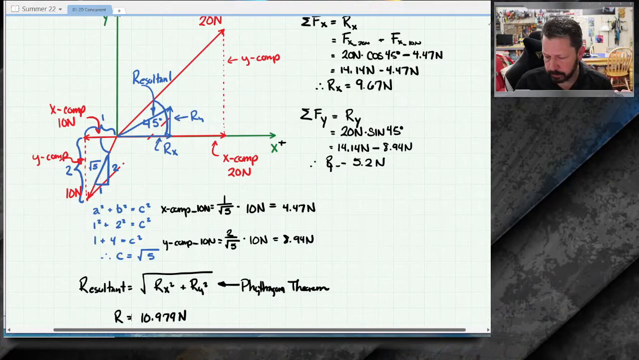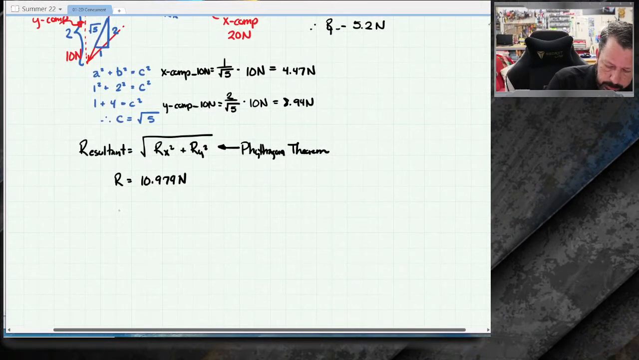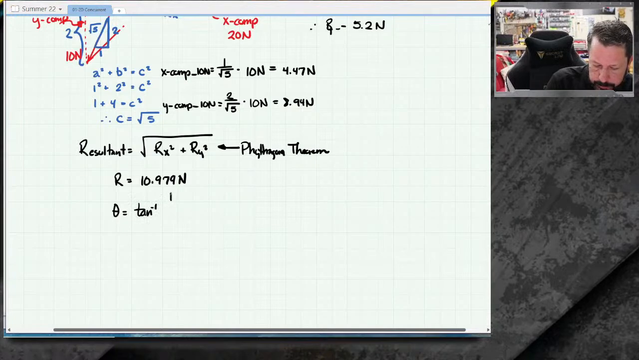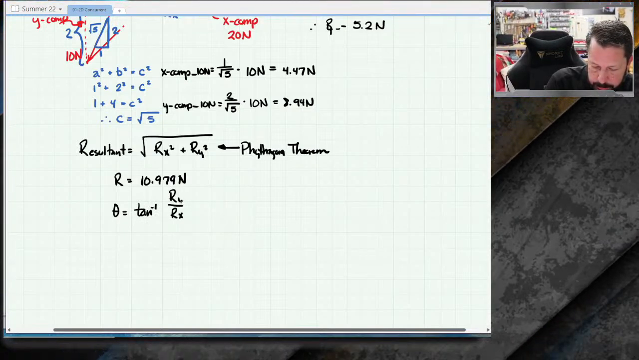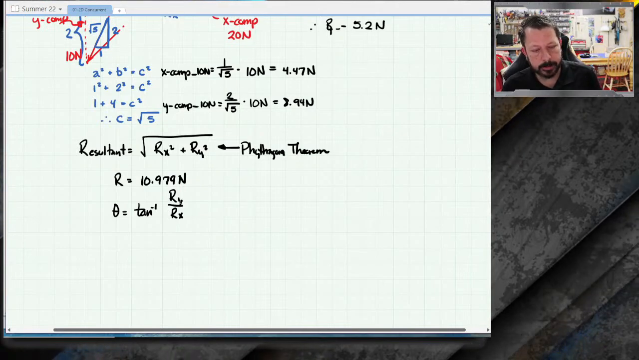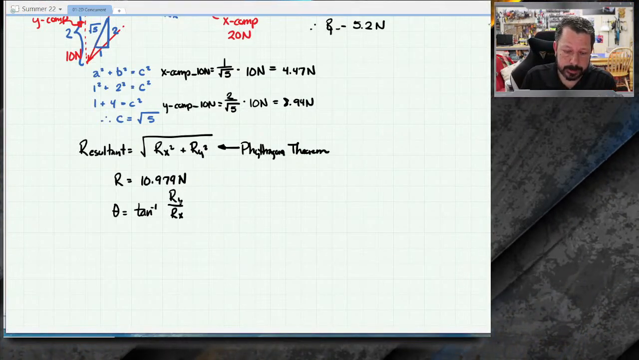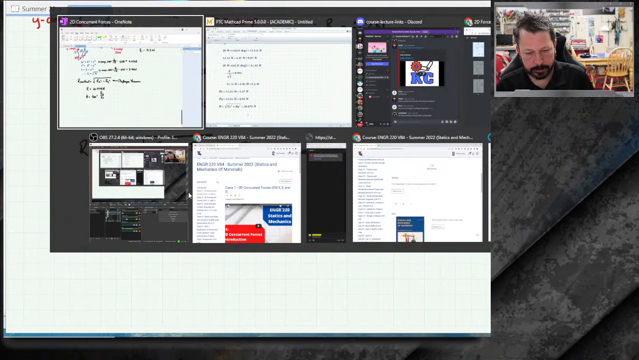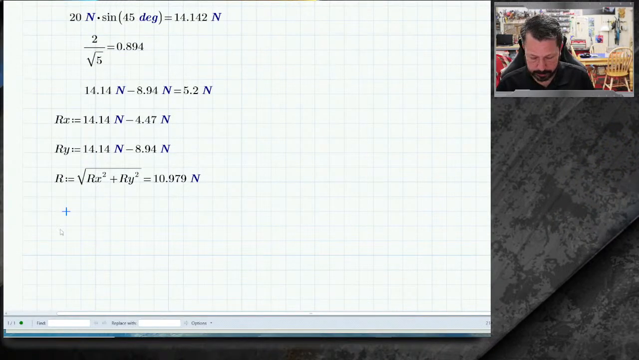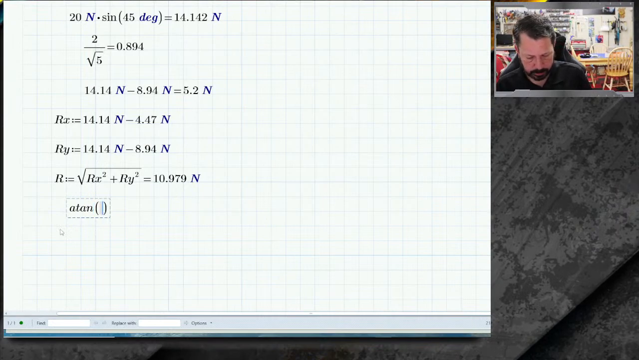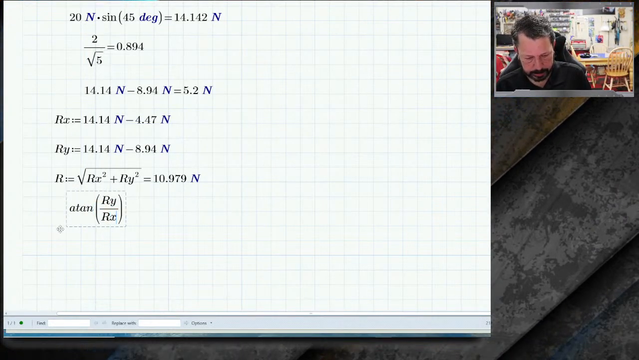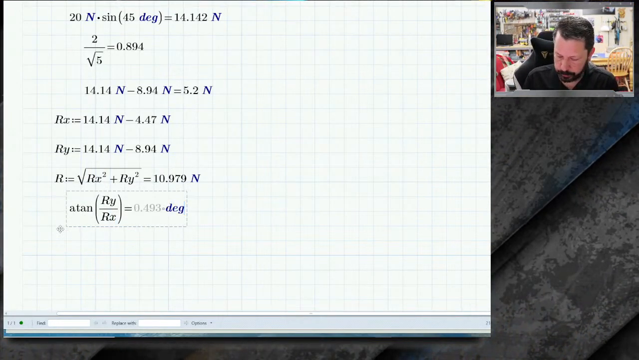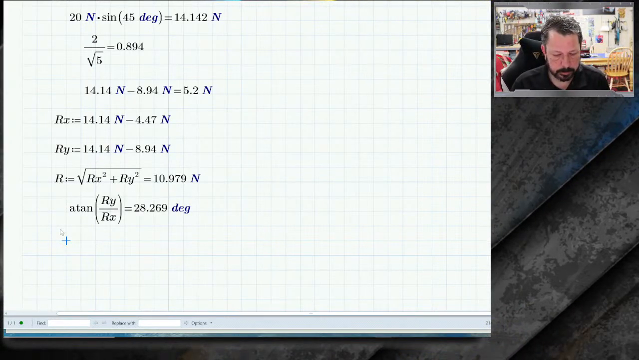If we wanted the angle that this resultant is at, then theta is equal to the inverse tangent of Ry over Rx. So we just take the y component as the opposite side and the x component as the adjacent side, and find the inverse tangent. Let's see what MathCAD says that is. Since we have Rx and Ry over here, MathCAD likes atan, so Ry over Rx. That number MathCAD gives us will be in radians, so if we want degrees, it's 28.3 degrees.